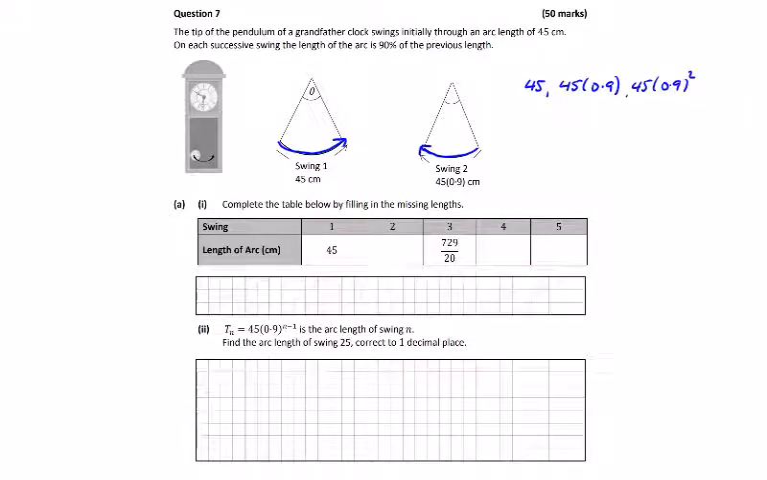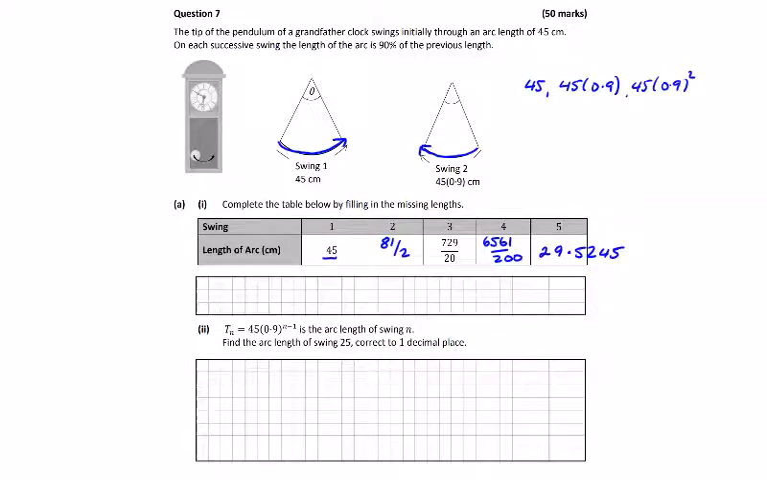So the length of the first swing is 45. The second one, calculator use, comes in at 81/2. The third one's given. The fourth one is 6561 over 200. Nice easy intro, just calculator use, and five decimal places on the calculator: 29.5245.